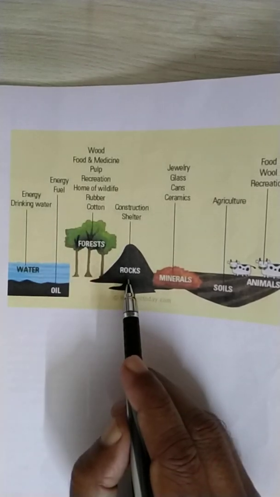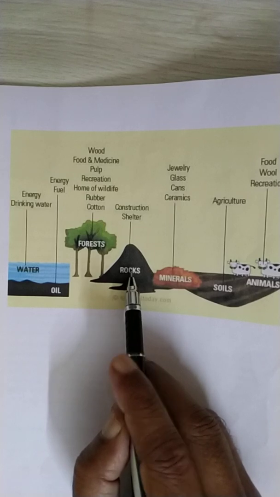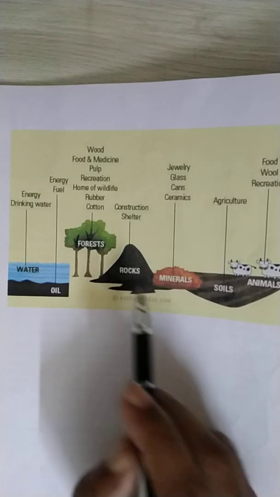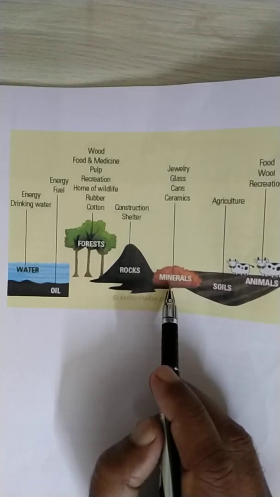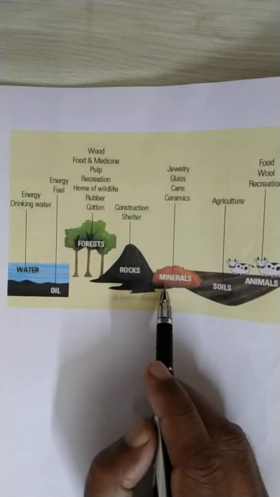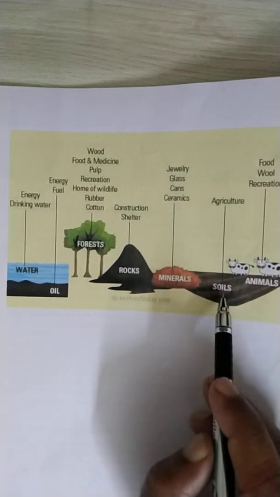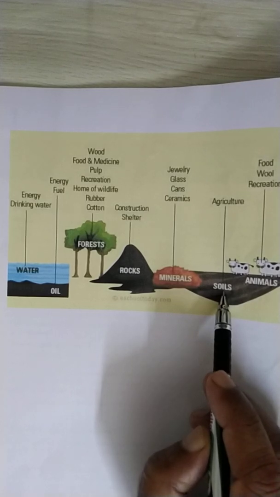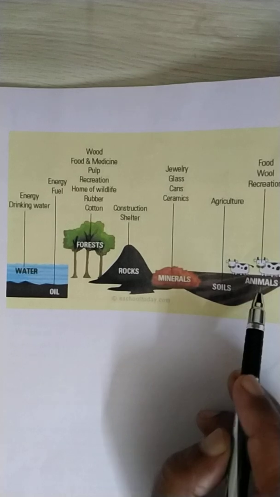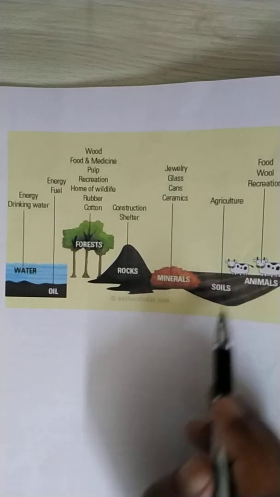We use rocks for construction of roads, buildings, and so many things. We use minerals in our industries to make jewelry, glass, ceramics, and so many things. We use soil to grow crops. We use animals for food and wool, and so many things.